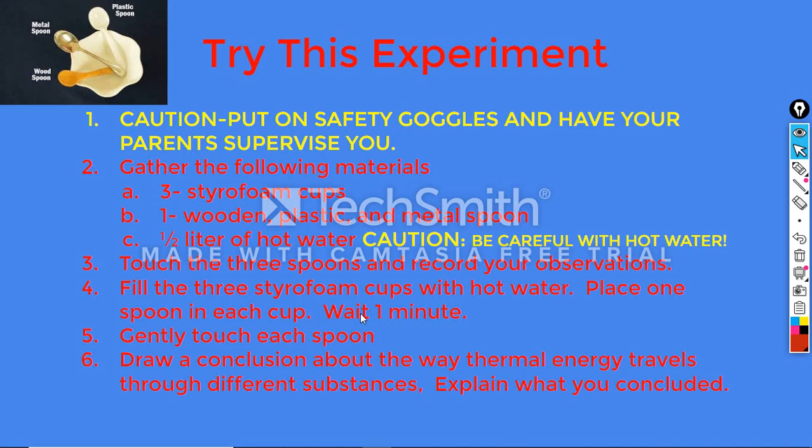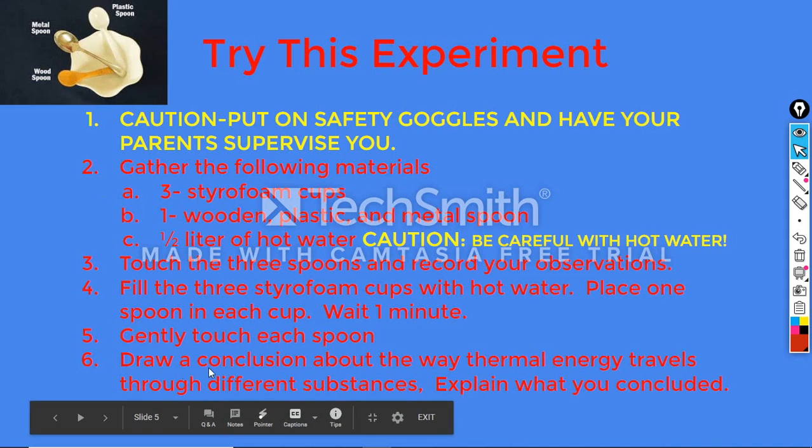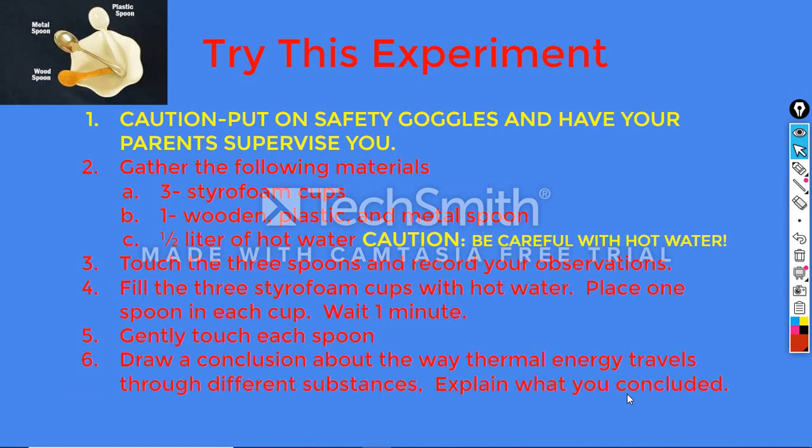So you're gently going to touch each one. You're going to touch each one of the objects from each one of the cups. And you're going to draw a conclusion about the way thermal energy travels through different substances. And explain what you concluded. After touching the 3 objects, what did you find out? Explain to me what you observed when you touched the metal spoon. Explain to me what you observed when you touched the wooden popsicle stick or wooden spoon. And explain to me what you observed when you touched the plastic spoon.